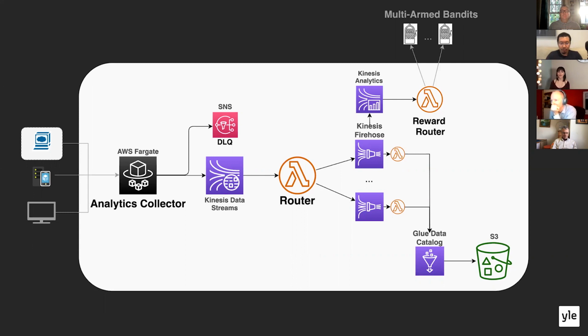And on the other hand, we have several Kinesis Analytics applications attached to different Firehoses that are aggregating data over a time-based window and send the aggregation results to a Lambda function, which in turn rewards different machine learning models based on the data that Kinesis Analytics provided. So that's basically about it.